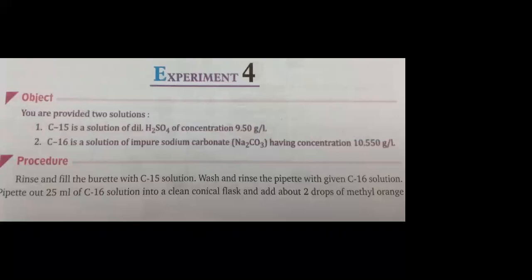This is where I need to draw your attention. It is impure sodium carbonate. To find out the percentage purity of the sample, the set of calculations in the first and second questions will almost be the same, but in the third and fourth questions, there will be a difference. Procedure is the same: rinse and fill the burette with C15. Again, C15 is the acid solution, that is dilute H2SO4. Wash and rinse the pipette with C16 solution, that is the sodium carbonate, which is impure.